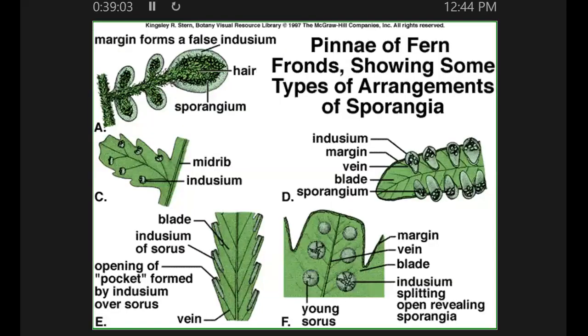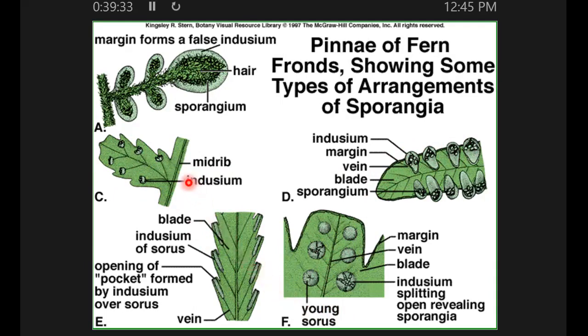So here's a picture just trying to get across that idea. All these bumps, those are sori. And in this case, there's a flap of tissue over it that stays pretty green. So that's the indusium. Over here, you can see the sori are more along the margin of the edge of the leaf. And then here, they're more central to the leaf. So all of that varies. It just depends what species you're looking at, but it can be very characteristic.